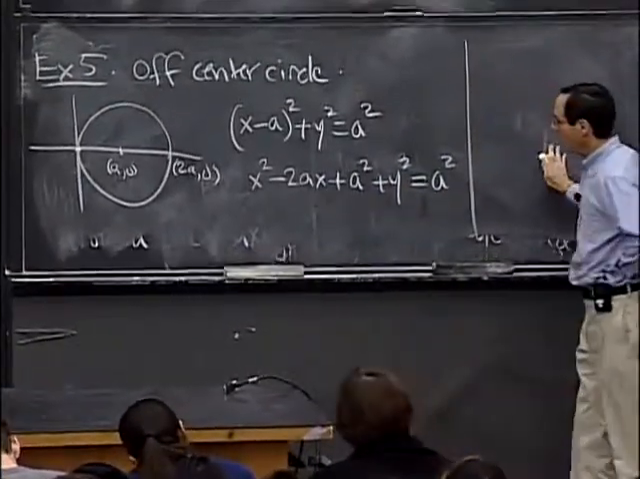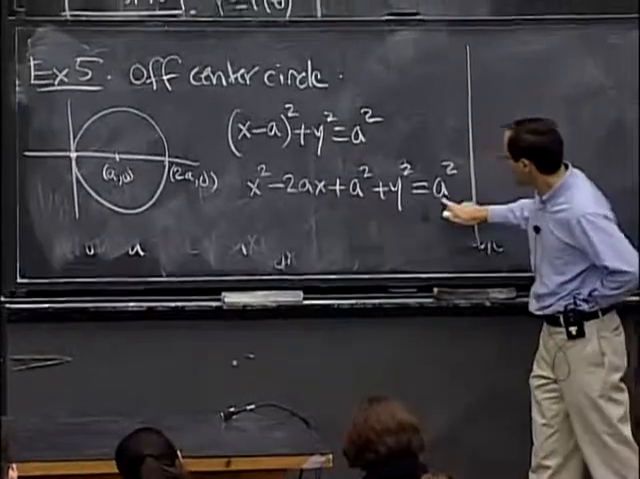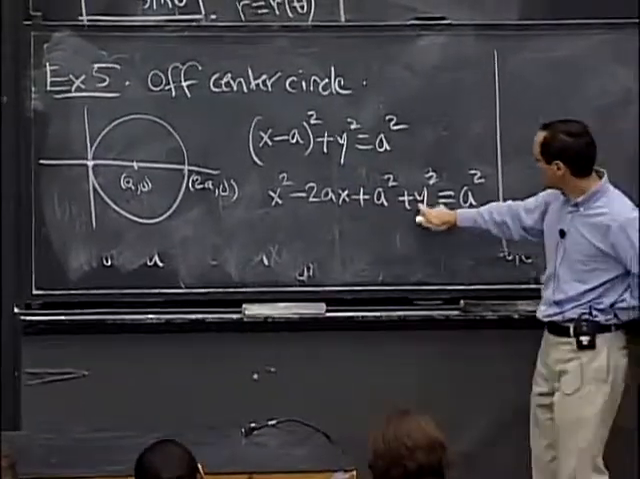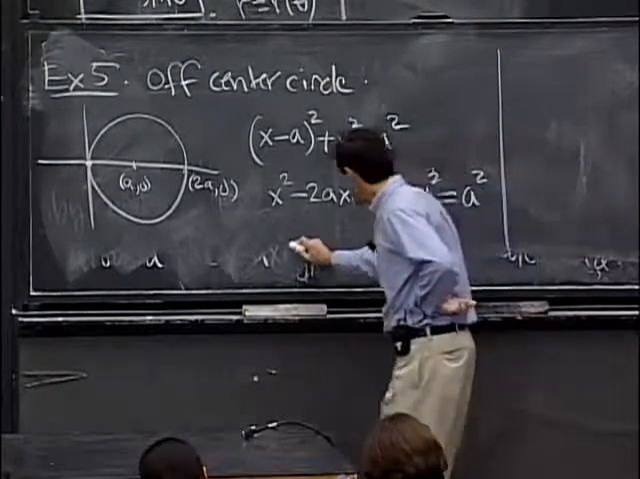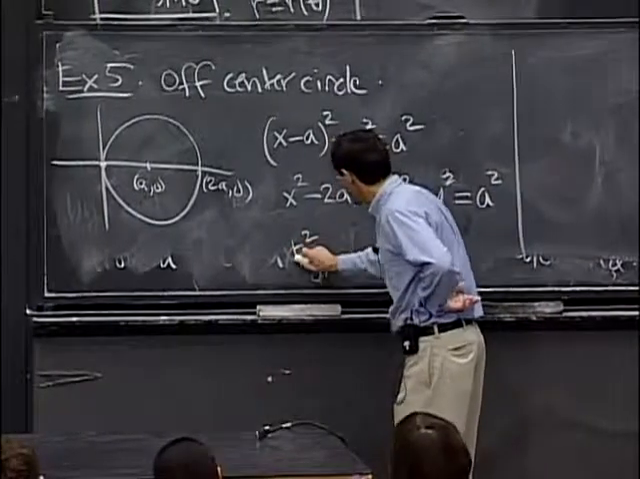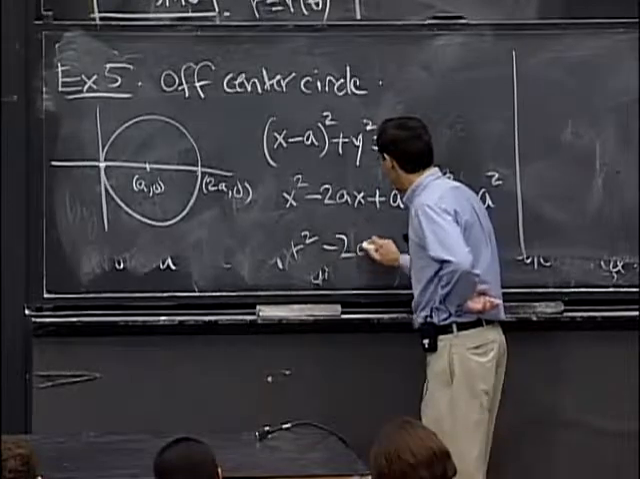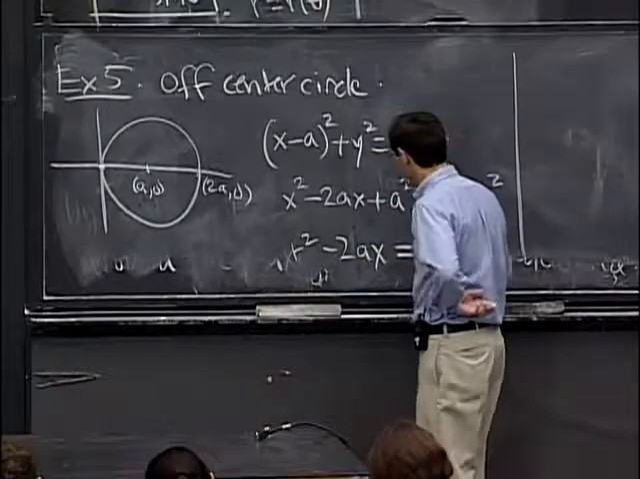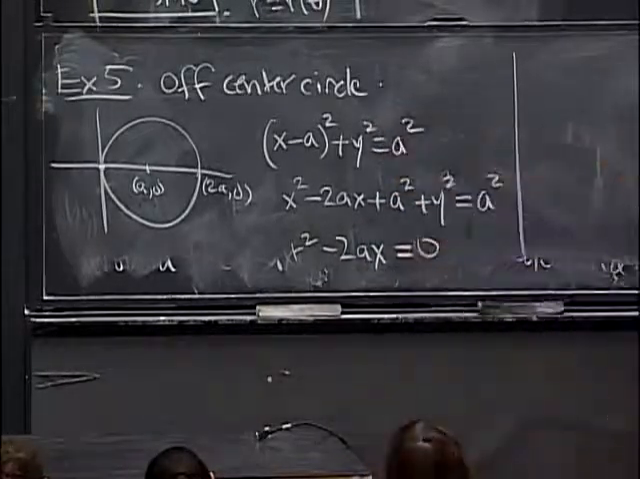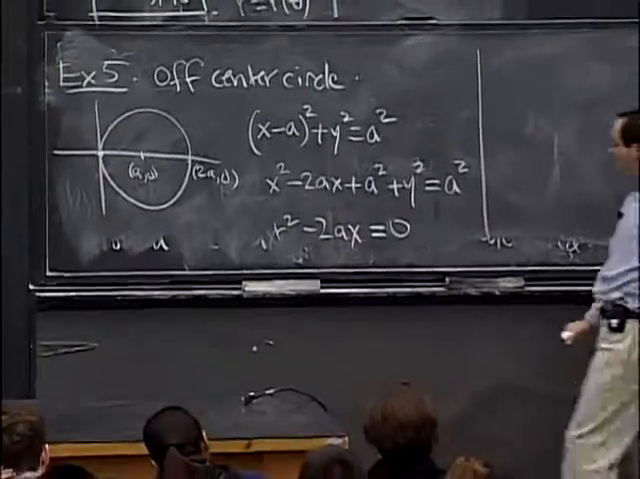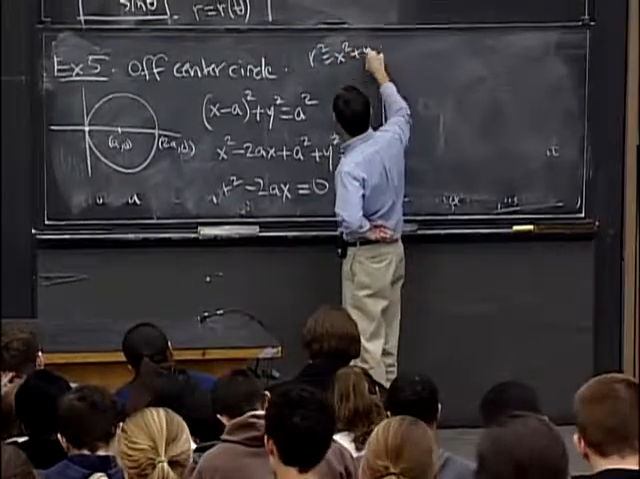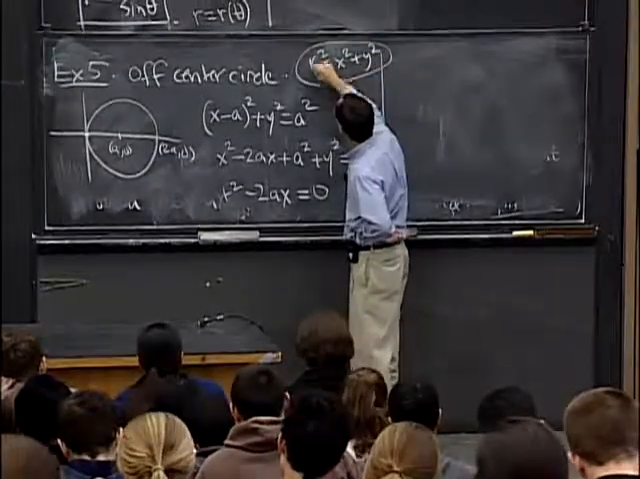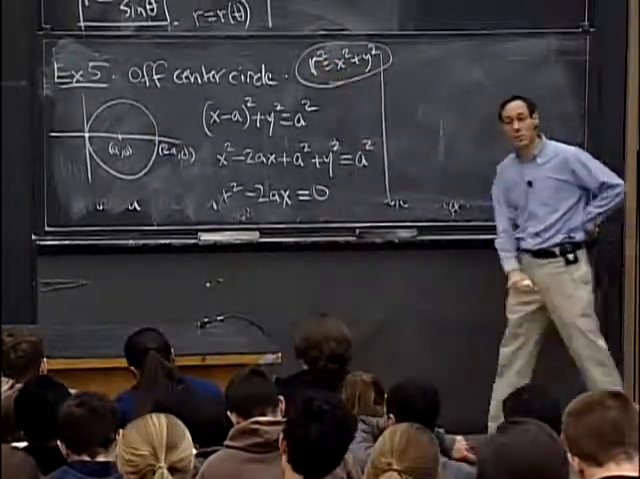All right? And now I see the a squareds cancel. And not only that, but x squared plus y squared is r squared. So this becomes r squared, that's x squared plus y squared, minus 2ax is equal to 0. The r came from the fact that r squared is equal to x squared plus y squared. All right, so I'm doing this the rapid way.